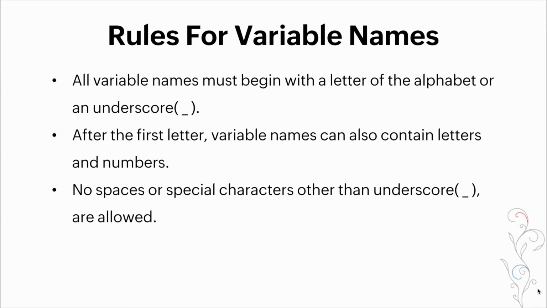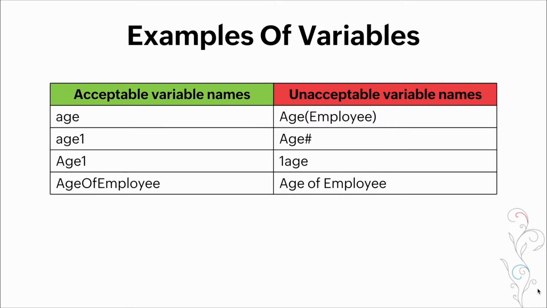Now there are rules for variable names. All variable names must begin with a letter or underscore. After the first letter, variable names can also contain letters and numbers. No spaces or special characters other than the underscore are allowed. Here are some examples of variable names. The ones on the left side are acceptable names, and the ones on the right are unacceptable.